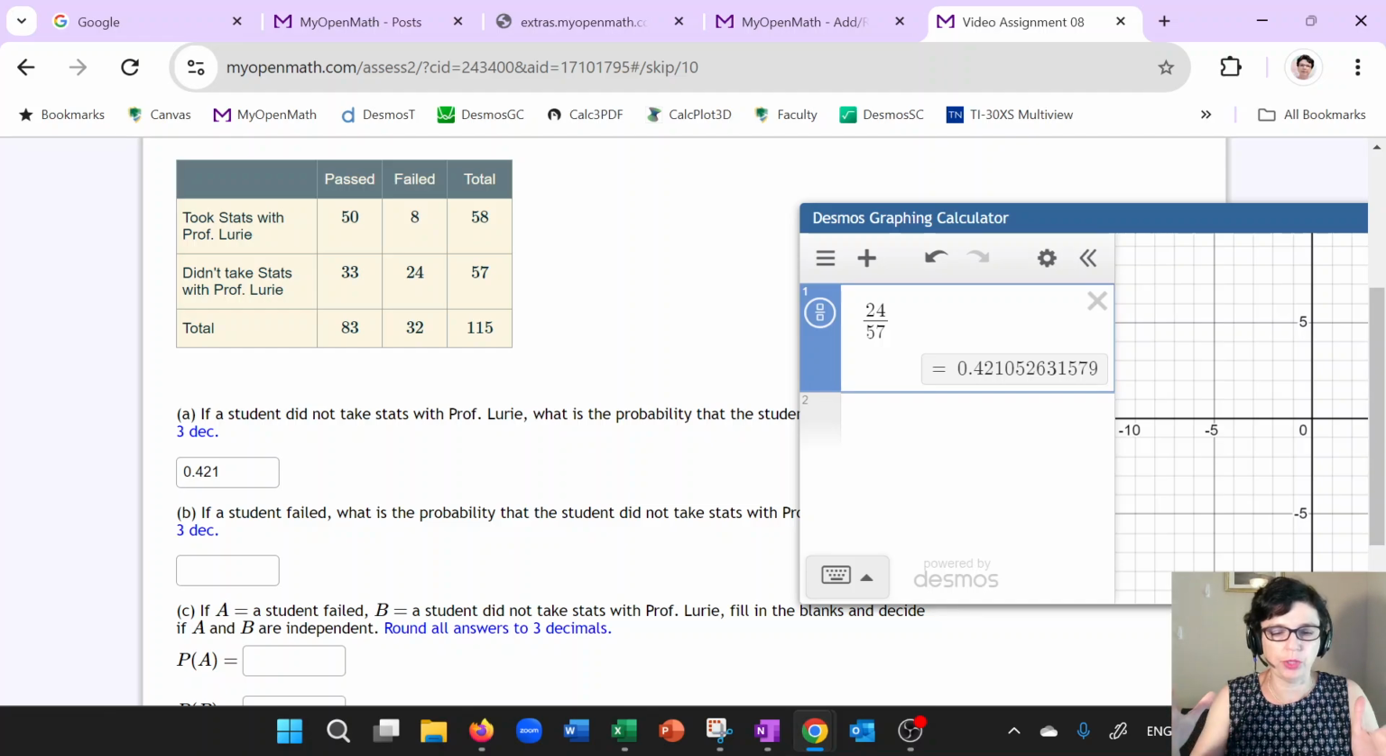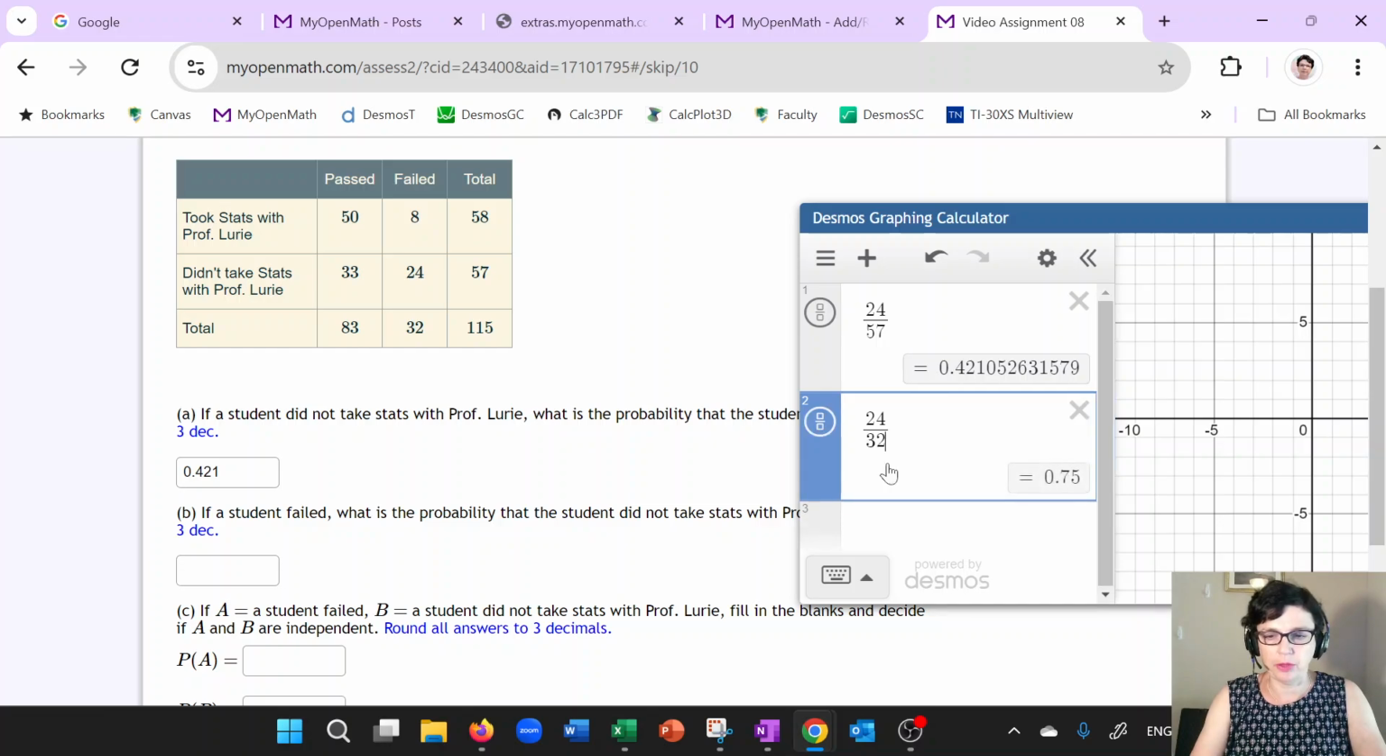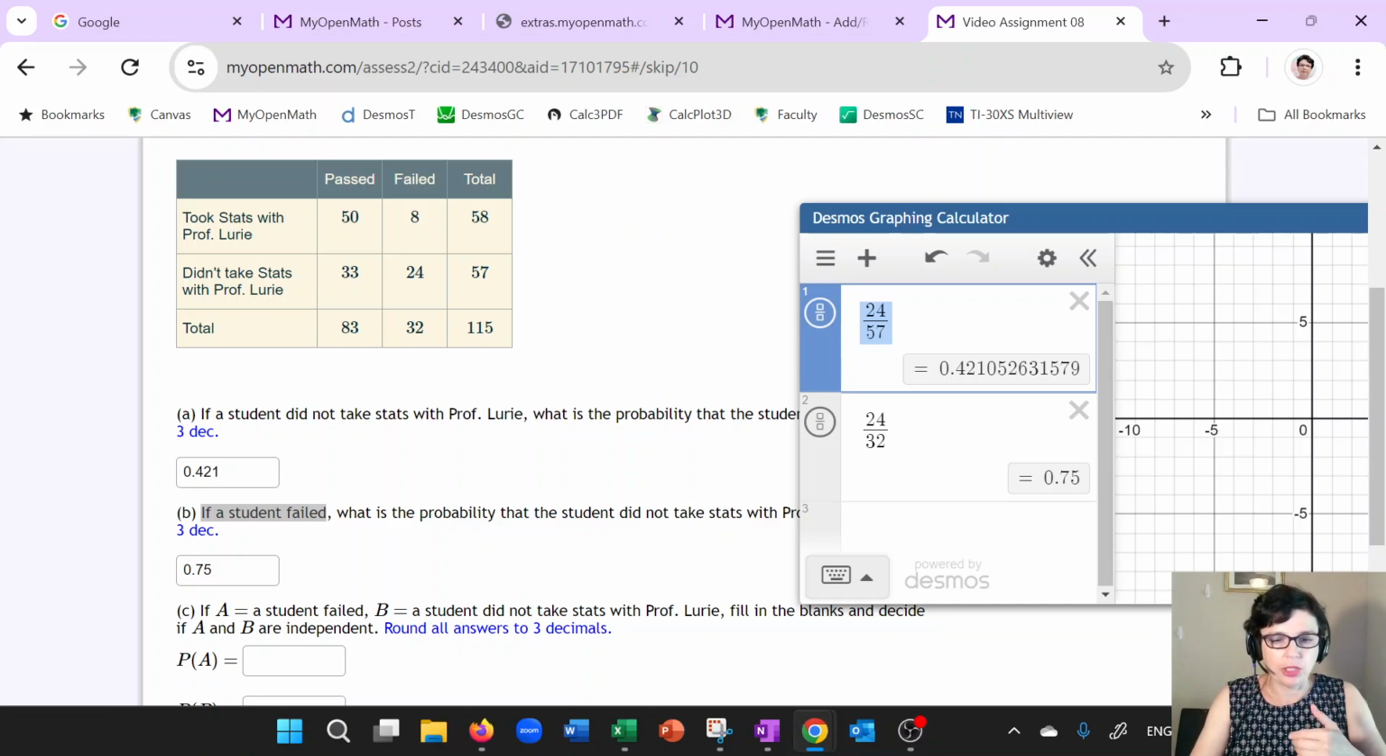Okay, for the second question, now it's also conditional probability. Again, we can see the word if. Sometimes they use the word given. If a student failed. So now we know that the student failed, and now we are in the column of failed students, which is 32 students total. How many of them did not take stats with Professor Luri? Well, 24. So that would be 24 divided by 32. So this is where you divide by the condition. The number of students in the if part will always be on the bottom. So the number of students who failed is 32, or the number of students who didn't take stats is 57. So you can see that the condition is always on the bottom and the overlap or intersection is on the top.